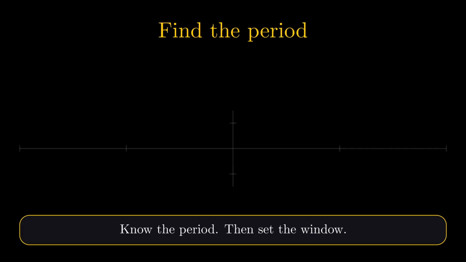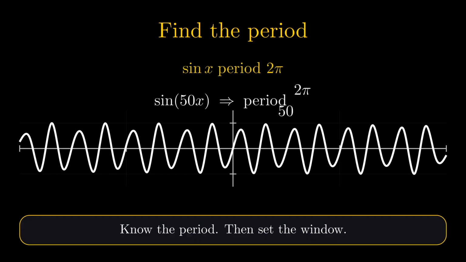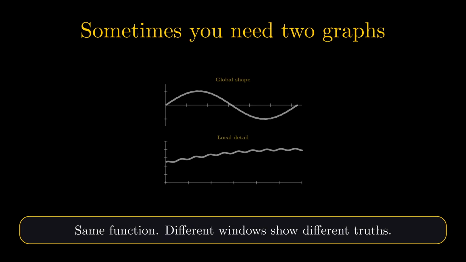A smarter window comes from the period. For sine, the period is 2 pi. For sine of 50x, it shrinks by a factor of 50. Sometimes the global window hides the interesting local behavior. Two windows can show two different truths.